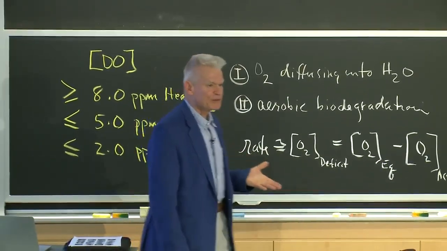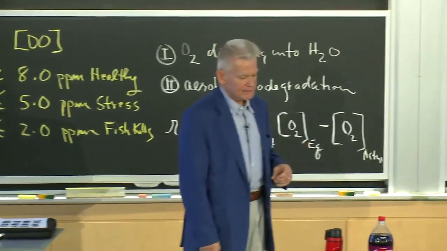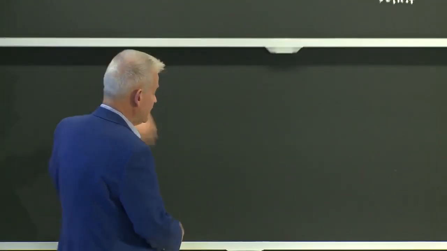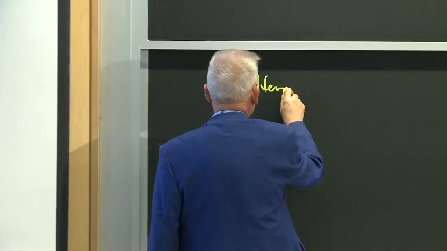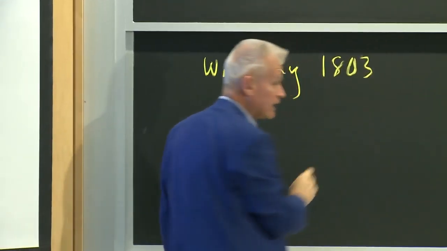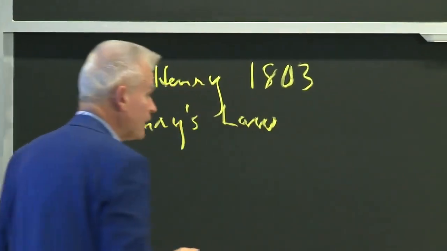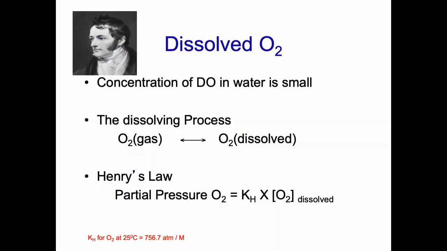The amounts of oxygen that we're talking about are very tiny. There was a brilliant chemist by the name of William Henry who, back in 1803, came out with Henry's law. What Henry's law says is very simple. The solubility of a dissolved gas in a body of water is proportional to the partial pressure of that gas over the water.